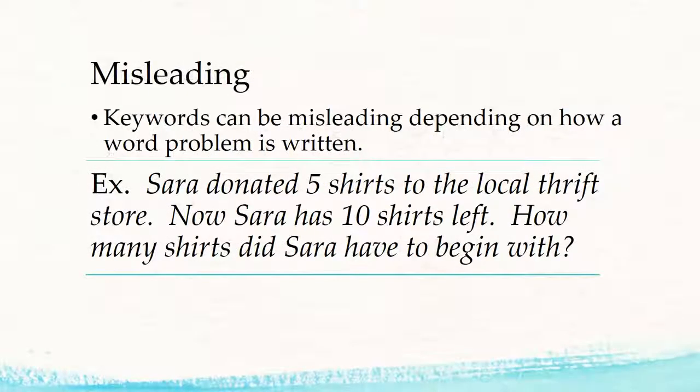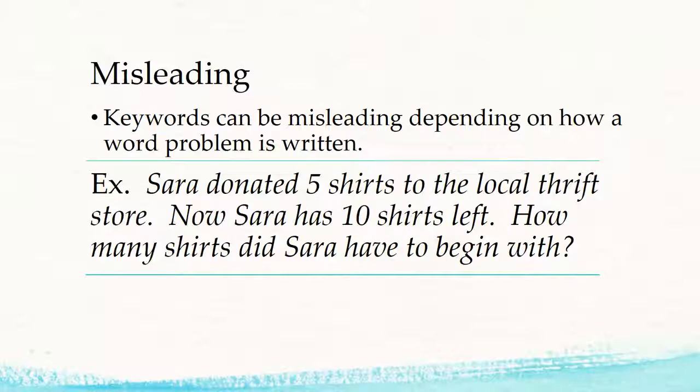Keywords can be misleading depending on how a word problem is written. So, for example, Sarah donated 5 shirts to the local thrift store. Now Sarah has 10 shirts left. How many shirts did Sarah have to begin with? If the student used the keyword strategy, she would look for the word left and underline it. To figure out this was a subtraction problem, he or she would subtract 5 from 10 and get the answer 5.